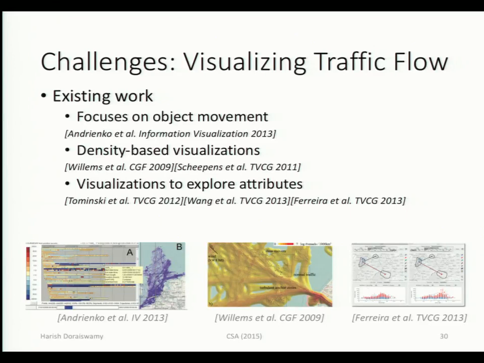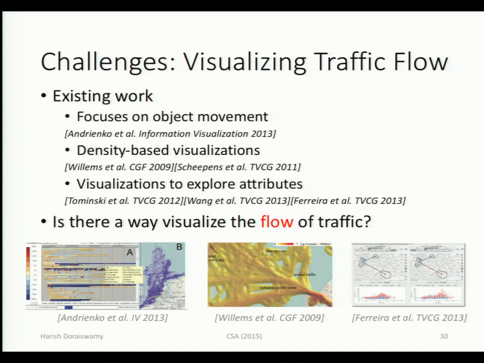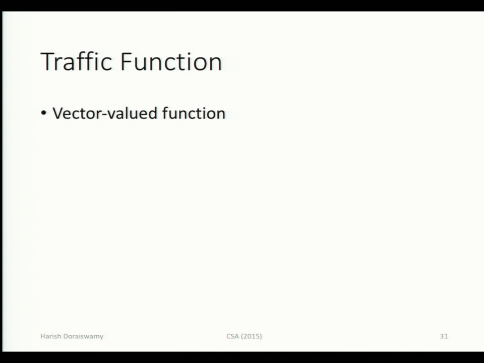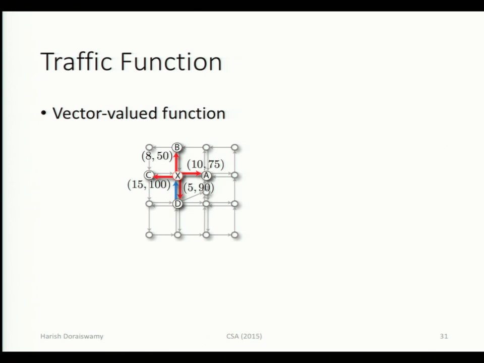So again, the question is, is there a way we can visualize the flow of traffic? And the inspiration, as I said earlier, was we want to try using vector field-based methods. But the problem is you don't have a continuous field like the traditional vector field domain. So what we have here instead is the road network, which is a graph. So what we do is we create a vector-valued function on the graph. Again, this is just a toy example over here.